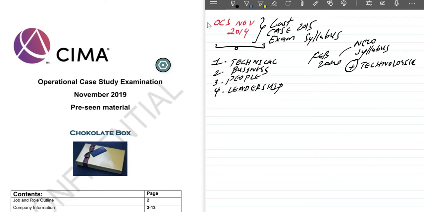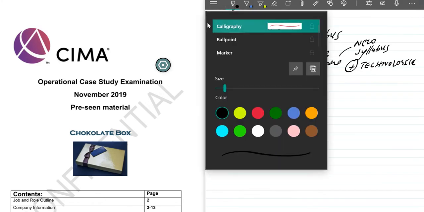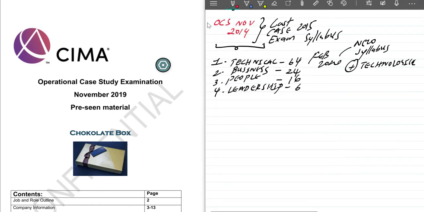For the OCS exam, technical skill is 64%, business skill is 24%, people skill is 16%, and leadership skill is 6%. But the leadership skill, they are not testing in detail. The most important thing the examiner is concerned about in the OCS is the technical skill. So I'll just circle this technical skill. This is more concerned about.